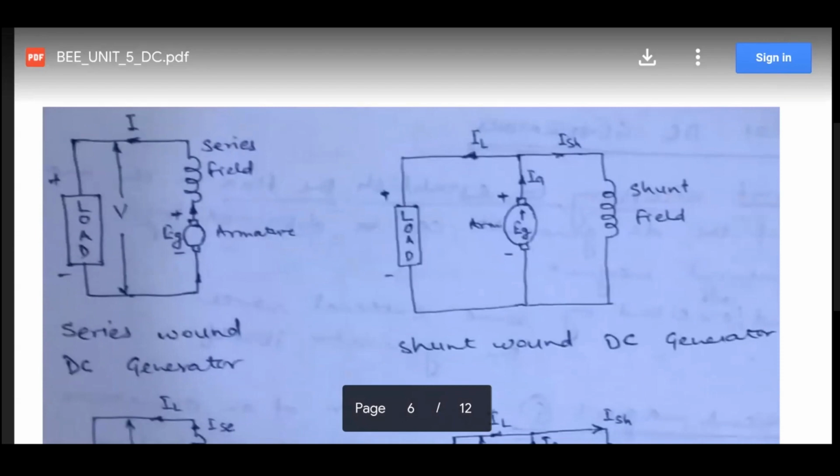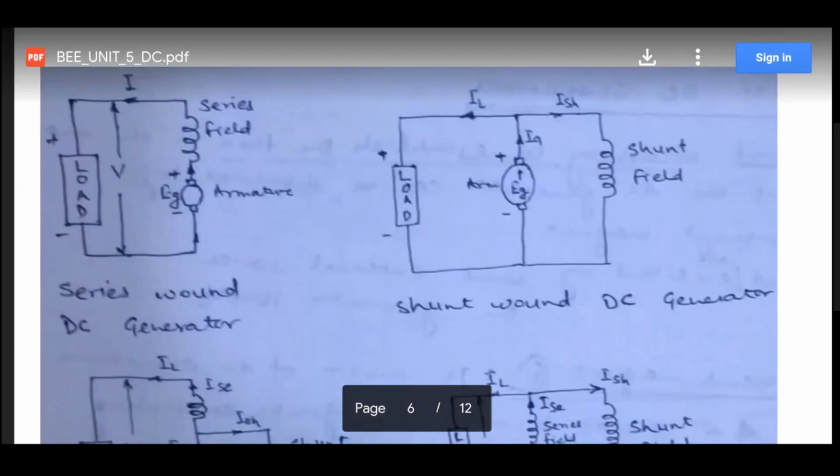So this is the diagram of the series wound generator. Our generator is there, EG is the generated EMF. The armature coil is connected to the series coil. What is to be noted here is that current is passing from the generator to the load. When current is moving out, it means it is a generator. When current is moving in, it means motor. Only the direction of current decides whether it is a DC motor or generator.